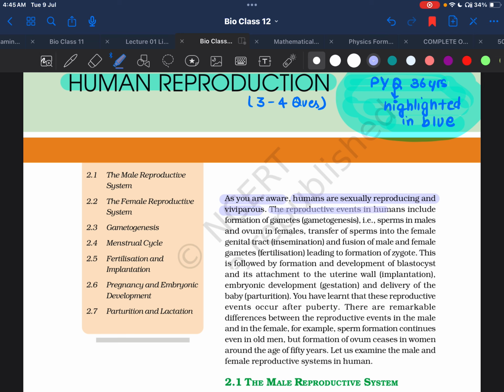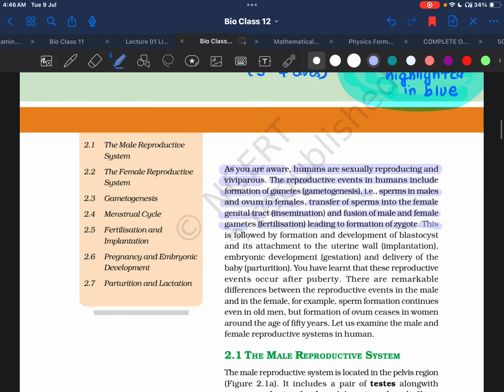The reproductive events in humans include formation of gametes, gametogenesis, that is, sperms in males and ovum in females, transfer of sperms into the female genital tract, insemination, and fusion of male and female gametes, fertilization leading to formation of zygote. This is followed by formation and development of blastocyst and its attachment to the uterine wall, implantation, embryonic development, gestation, and delivery of the baby, parturition.